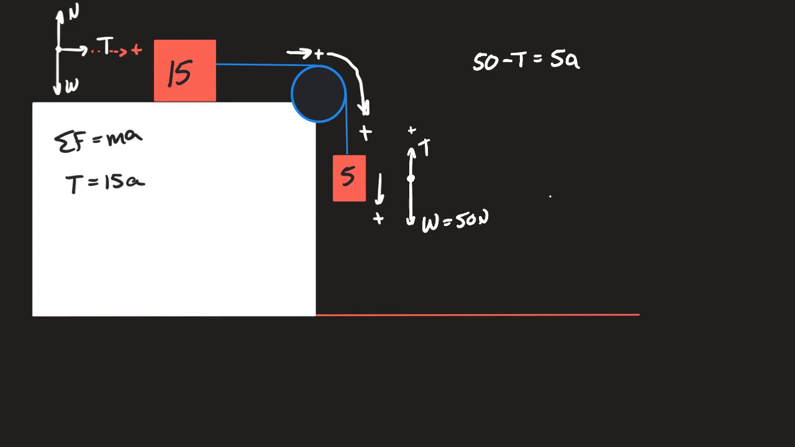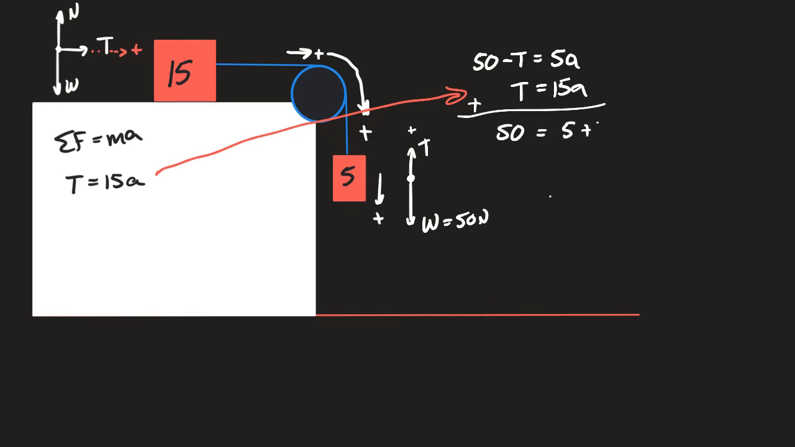Now, this is not the end of the problem, but I want to bring these two things together. To get the answer, I now have to do a little math. And the math that I'm going to do is just to add these things together. The negative T and positive T cancel, giving me 50 equals 5 plus 15 times A.